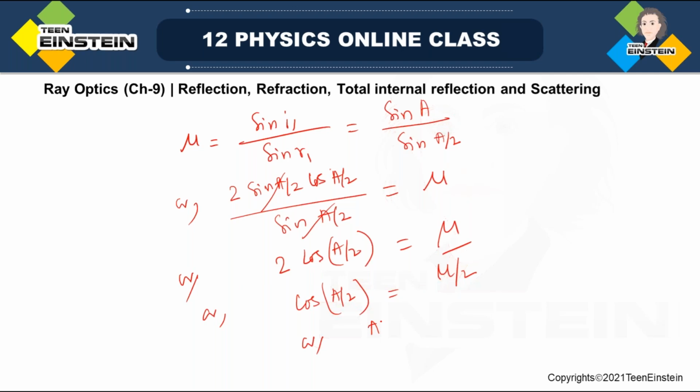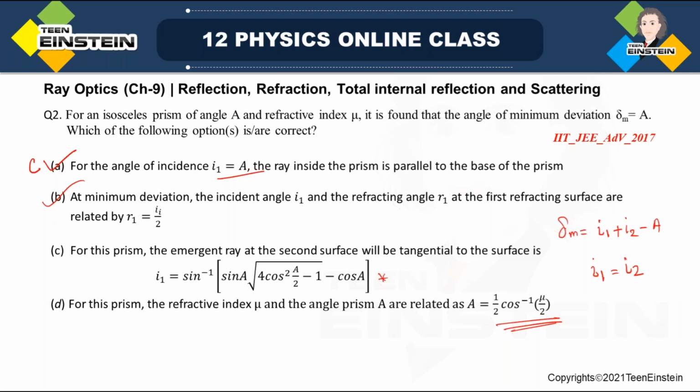Then a by 2 again will be cos inverse mu by 2. Or a will be actually, this half is there, so it will be 2 into cos inverse mu by 2. And see here, in the option it is actually half. It should not be half, so this is not correct. Now look at this option, you will be able to get it.